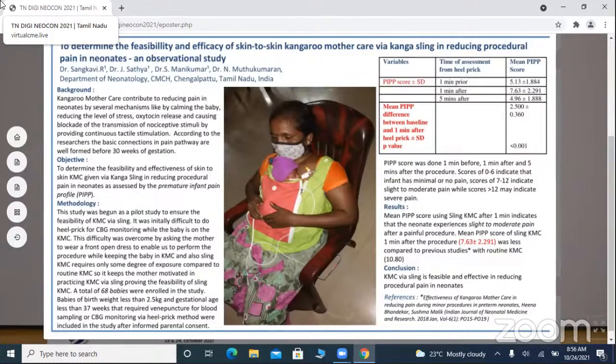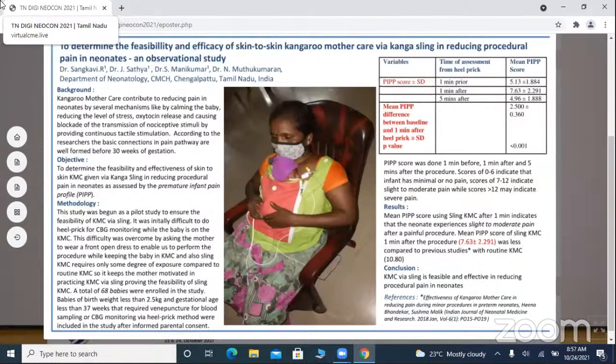Kangaroo mother care contributes to reducing pain in neonates by several mechanisms, like calming the baby, reducing the level of stress, oxytocin release, and causing the blockade of the transmission of nociceptive stimuli by providing continuous tactile stimulation. And according to the researchers, the basic connections in the pain pathway are well formed before 30 weeks of gestation. The objective of my study was to determine the feasibility and effectiveness of skin-to-skin KMC given via the Kanga sling in reducing procedural pain in neonates as assessed by the premature infant pain profile.